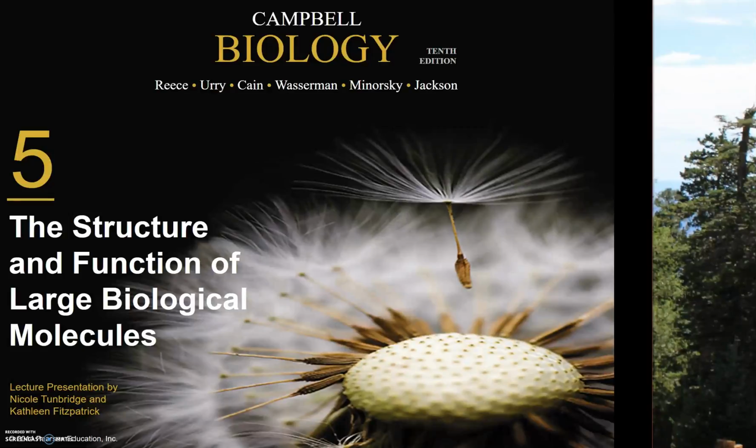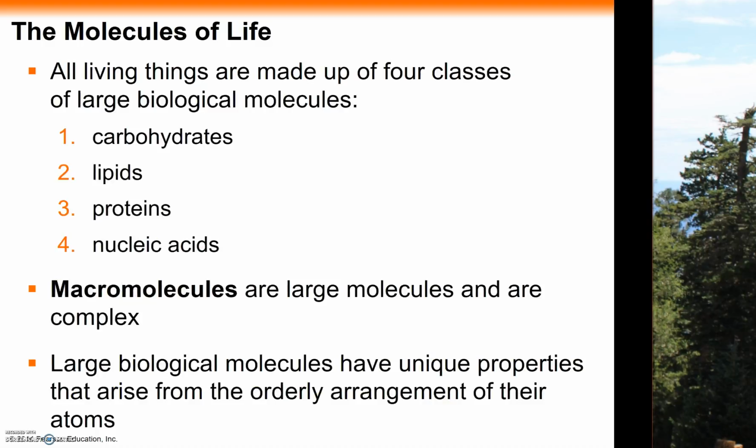Okay, this video is going to go over the basic introduction to Chapter 5. And in Chapter 5, this is where we're going to start talking about those biologically relevant molecules, or the macromolecules that we've been sort of building up to as we've been progressing through the semester. So all living things are made out of 4 classes of large biological molecules. These are going to include your carbohydrates, your lipids, your proteins, and your nucleic acids. Remember, nucleic acids are the same thing as your DNA and your RNA.